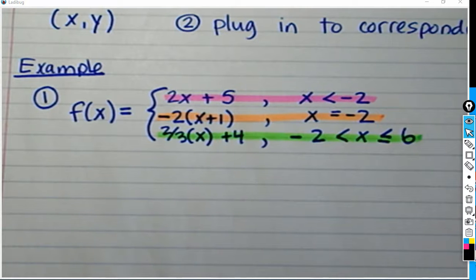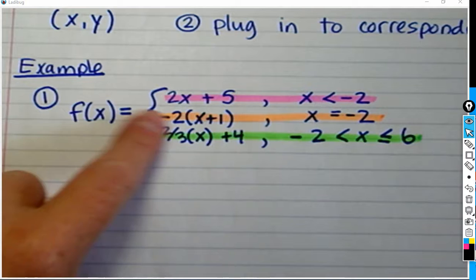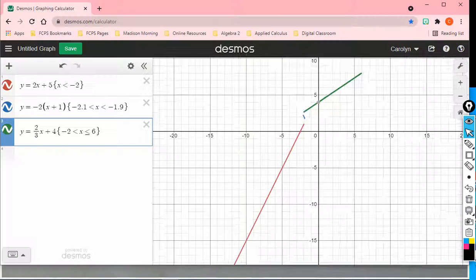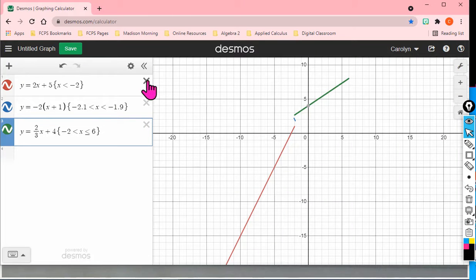Can we close the bracket? No. I've seen the bracket close, but typically no. This is just sort of listing the 3 pieces.